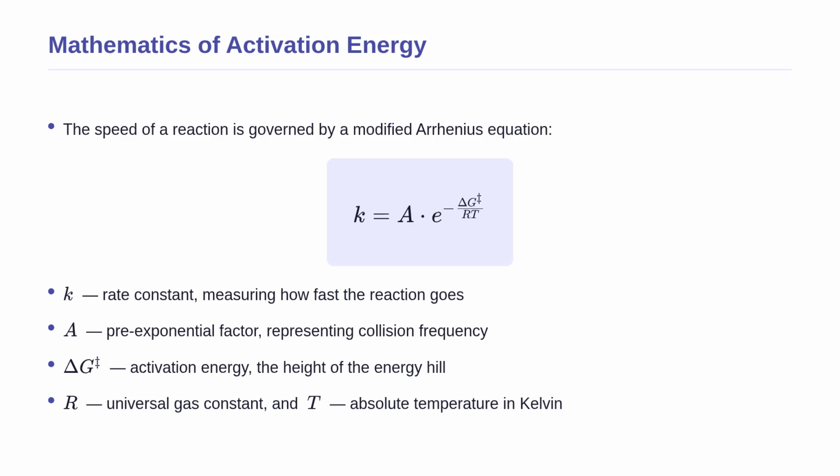Now that we understand the biological importance of enzymes, let us look at the mathematics governing this incredible speed. The speed of a reaction is defined by a modified Arrhenius equation. Here, the symbol K is the rate constant, telling us exactly how fast the reaction goes. A is the pre-exponential factor, representing how often molecules collide correctly. Delta G double dagger is the activation energy. R is the universal gas constant, and T is the absolute temperature in Kelvin.